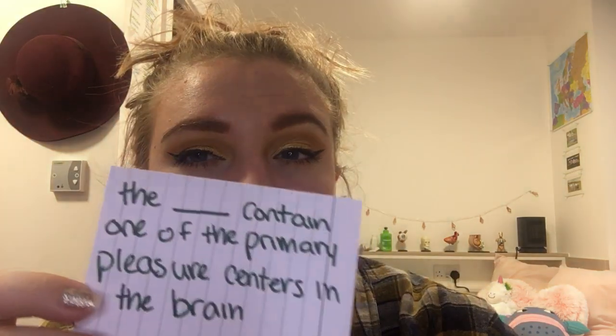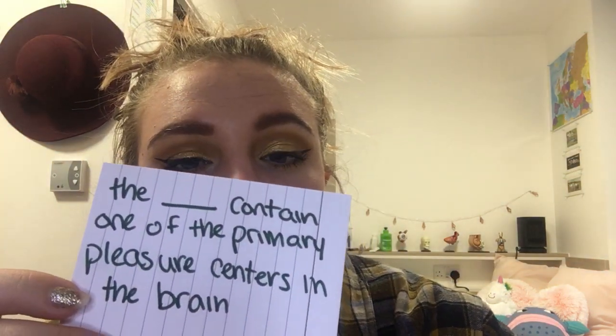The blank contains one of the primary pleasure centers in the brain. Those are the septal nuclei. Once again, finding out things about the brain, a lot of the time it comes from when we remove or damage that part, or when we hyperstimulate that part and then can observe the kind of behavior that happens.